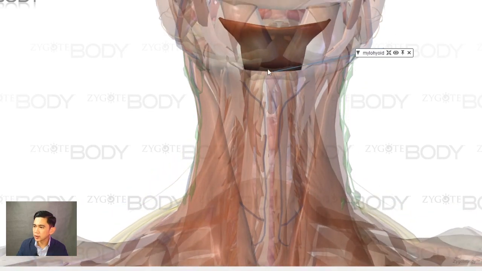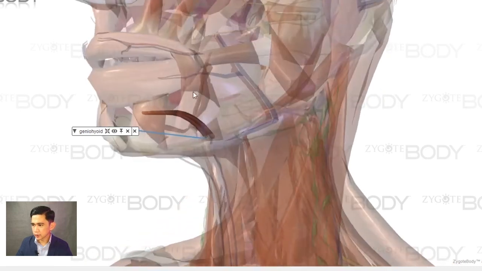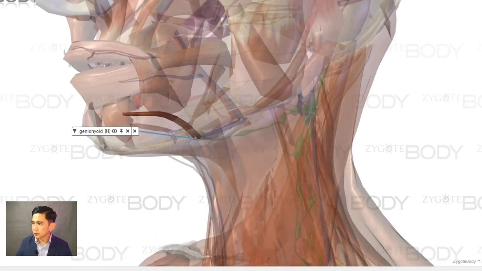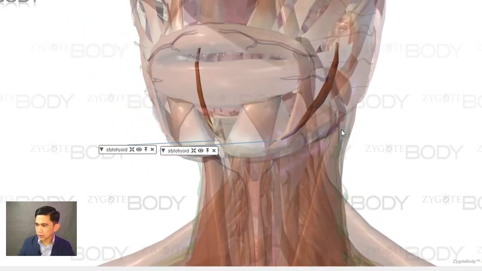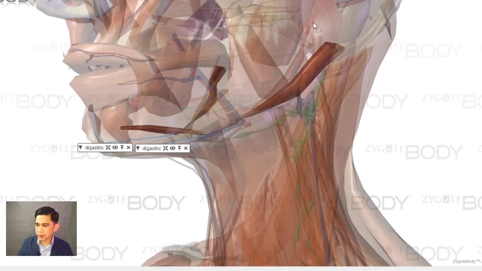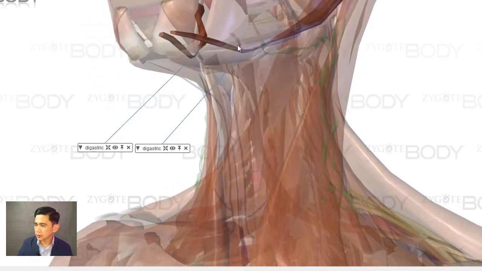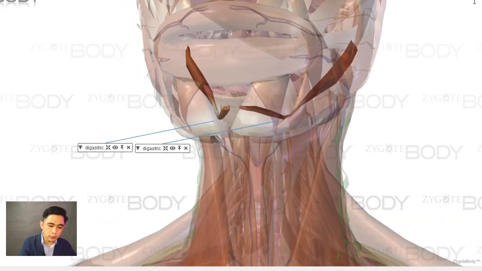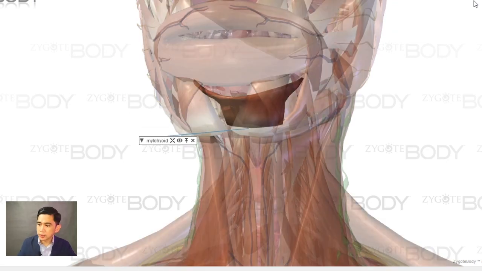This is the mylohyoid. Look, so it forms the floor of the mouth. Geniohyoid. Okay, that's the geniohyoid, also forms the floor of the mouth. We have the stylohyoid. Okay, aside. Notice that the majority of the floor of the mouth is formed by the mylohyoid muscle, and we have the digastric. We have the anterior belly. It has a tendinous attachment to the hyoid bone. So notice that of all the suprahyoid muscles, the biggest one, the one that forms most of the floor of the mouth, is the mylohyoid muscle.